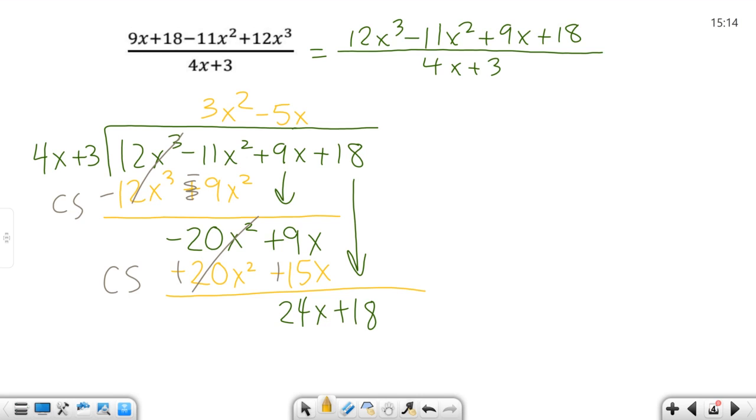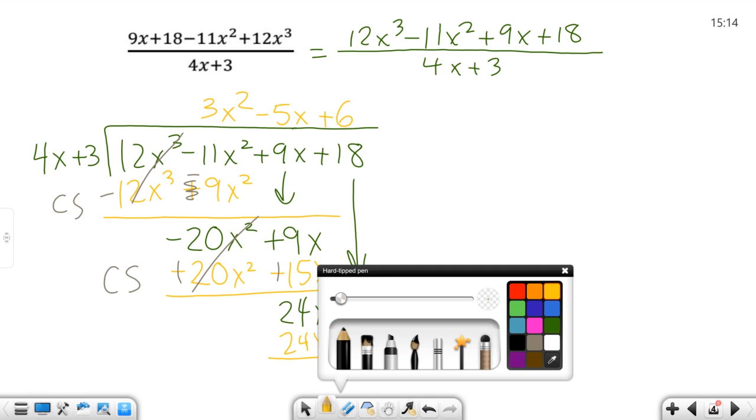Every time I change the yellow here, I'm doing the process again. I look at 4x and 24x. What do I multiply by 4 to get 24? 6. What kind? Positive. Do I need any x's? No, I have one. I needed one. I don't need any more. So 6 times 4x is 24x, and then 6 times 3 is plus what? 18.